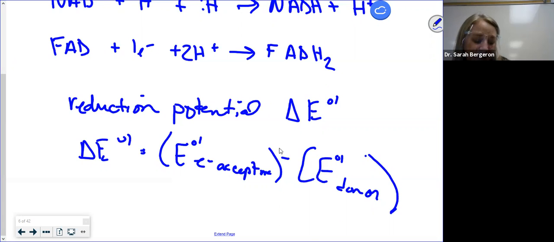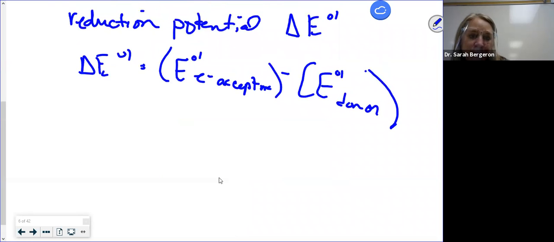It's like the pen's not picking things up today, right? E naught prime, E electron acceptor. See, it's like the pens. I gotta go slow. If I write fast today, it's not liking me. And this is our donor. You could say E minus donor. Okay.